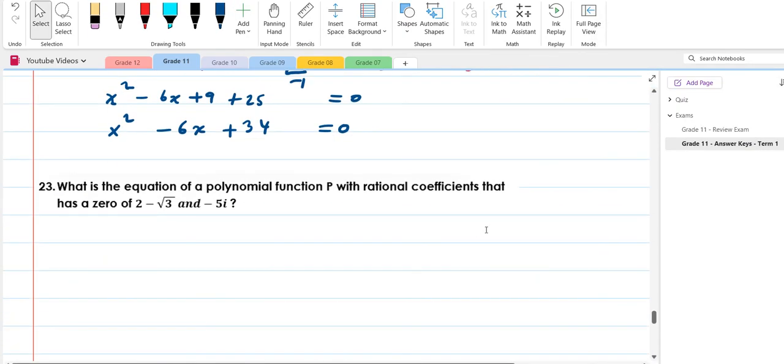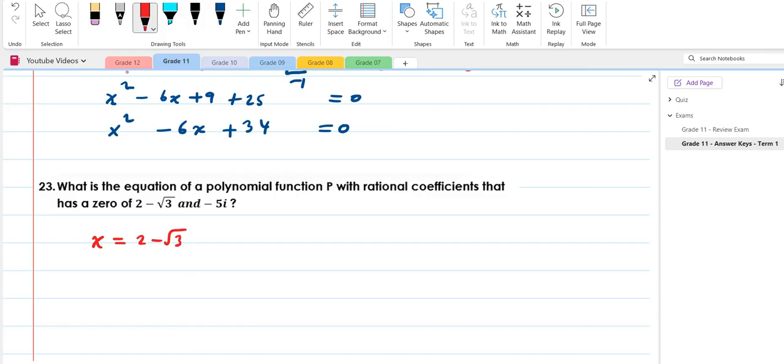What is the equation of a polynomial function p with rational coefficients that has a 0 of 2 minus root 3 and negative 5i? So same concept as the previous question. So the 0 is, now what we want, what is the equation? We still want the equation. So x is equal to 2 minus root 3, so automatically the second root will become plus root 3, conjugate surds theorem. x is equal to 2 plus square root of 3.